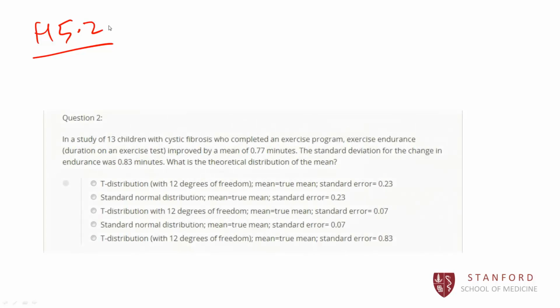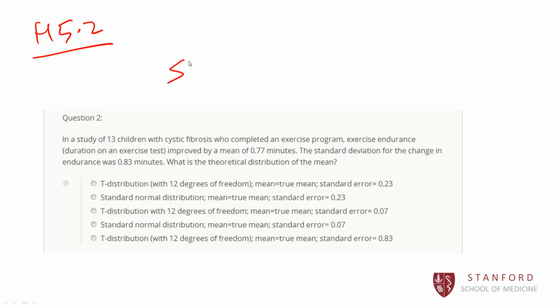In this case, because we have a very small sample size of only 13, we need to opt for a t-distribution as opposed to the normal distribution. A t-distribution has one less degree of freedom than the number of observations in the sample. In this case, because we have 13 children in the sample, the degrees of freedom turn out to be 12.